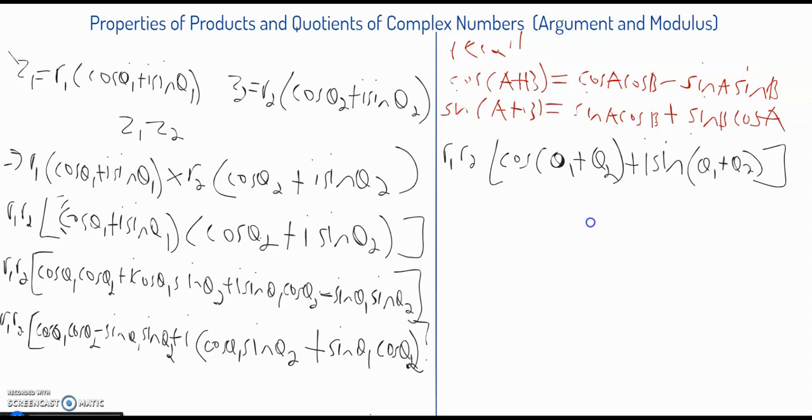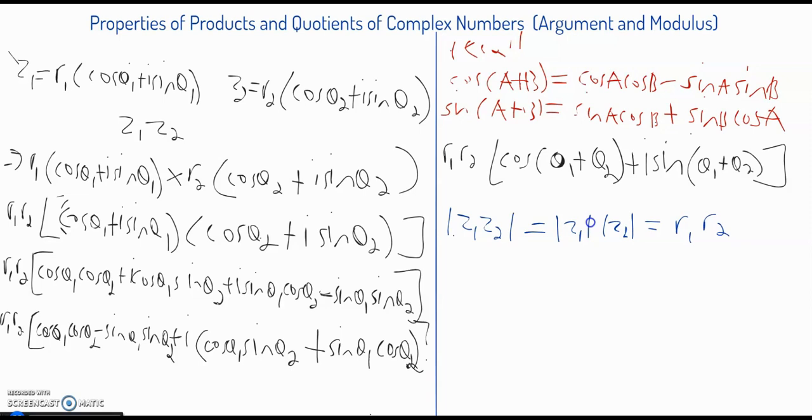So what can I say here? Now, notice that for this complex number, which is the product of Z1 and Z2, the modulus is R1, R2, and the argument is theta 1 plus theta 2. So here's the deduction that I can make here. I can say that the modulus of Z1, Z2 is simply going to be equal to the modulus of Z1 times the modulus of Z2, which is where we have R1 times R2.